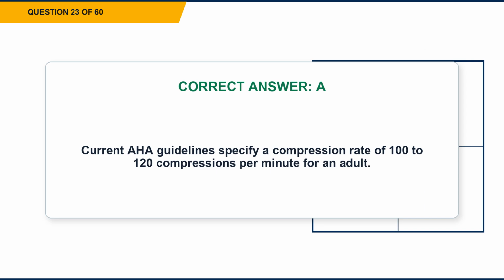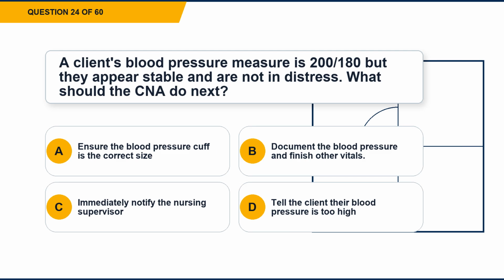Explanation. Current AHA guidelines specify a compression rate of 100 to 120 compressions per minute for an adult. Question 24. A client's blood pressure measure is 200/180, but they appear stable and are not in distress. What should the CNA do next? Option A, ensure the blood pressure cuff is the correct size. Option B, document the blood pressure and finish other vitals.